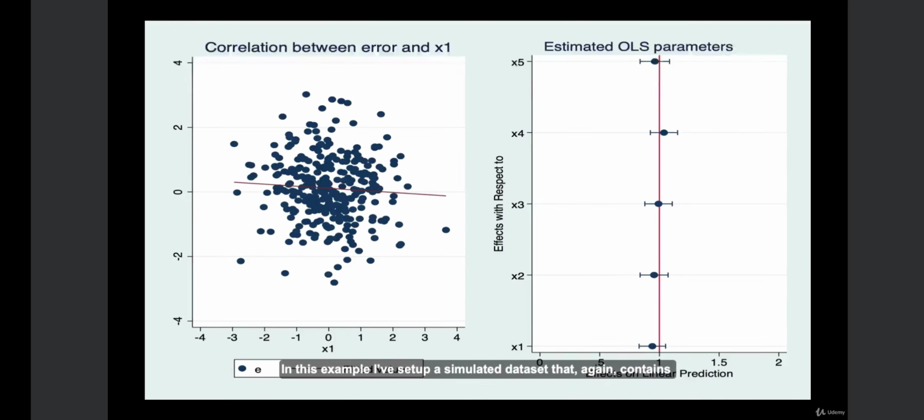In this example, I've set up a simulated dataset that again contains 5 explanatory variables. Each variable has a coefficient of 1 in relation to y, the dependent variable.